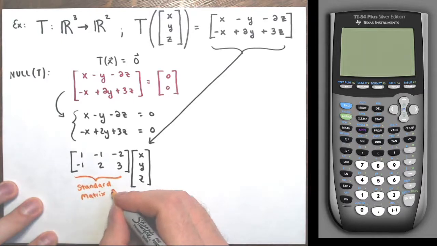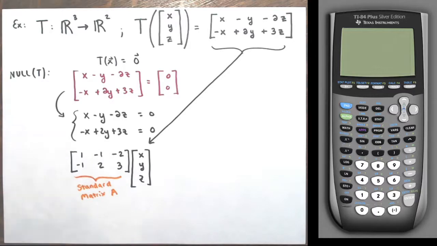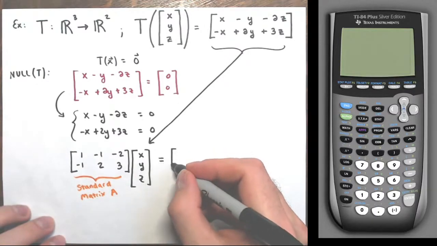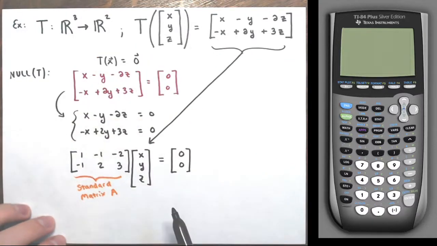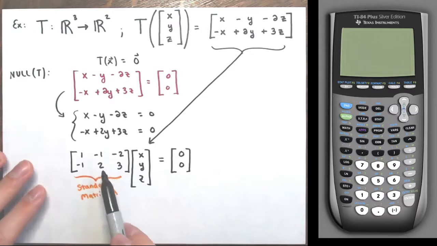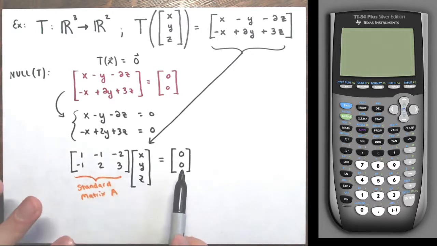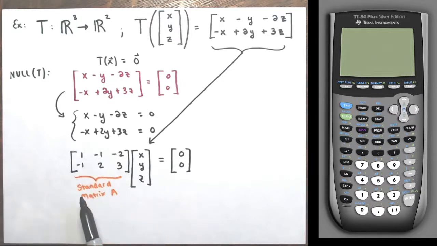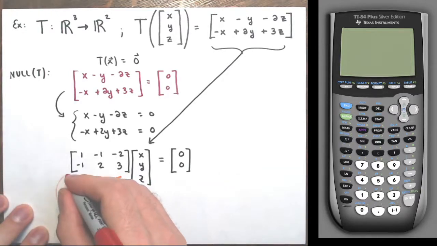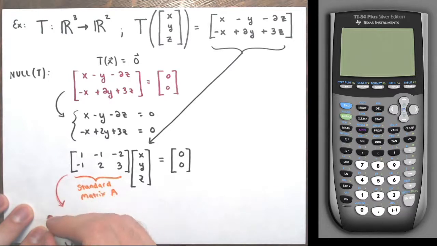So again, I'll call it A, the standard matrix A. And this needs to be equal to the 0 vector from the codomain, the 0 vector from R2. All I'm going to do is, you could write the augmented matrix, but I'm going to take the standard matrix here and put it into reduced row echelon form.